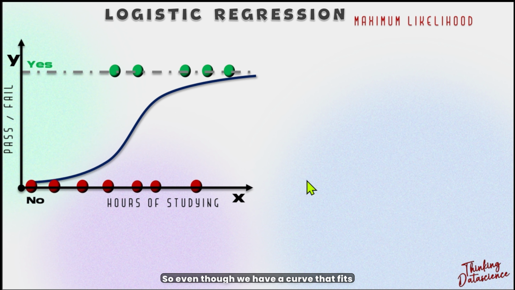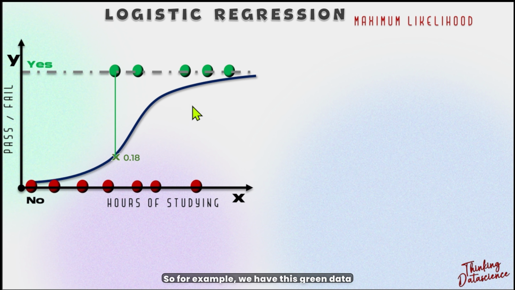Even though we have a curve that fits our data, we cannot be certain that it is the best fit. As with linear regression, there may be several curves of this shape that could fit our data. So how do we determine the best one? The answer lies in calculating the maximum likelihood, which involves examining each data point carefully.